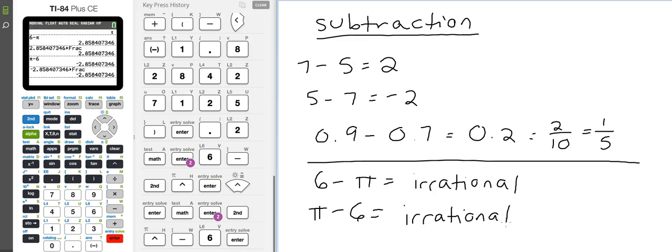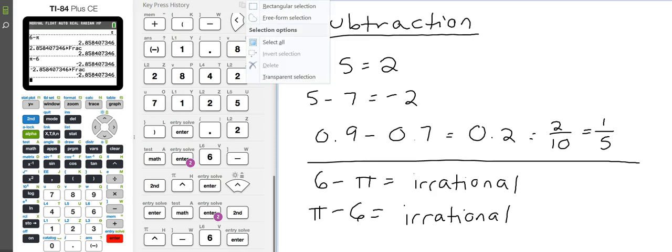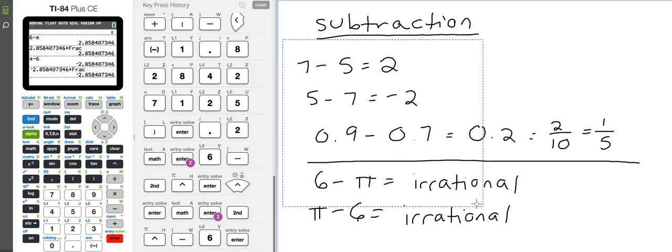Whenever you subtract an irrational number from a rational number or a rational number from an irrational number, it's always going to be irrational. Now we're going to clear the screen. Now we're going to discuss what happens when you subtract two irrational numbers.